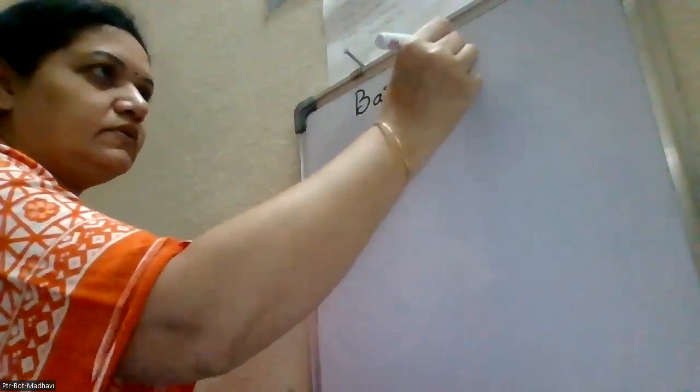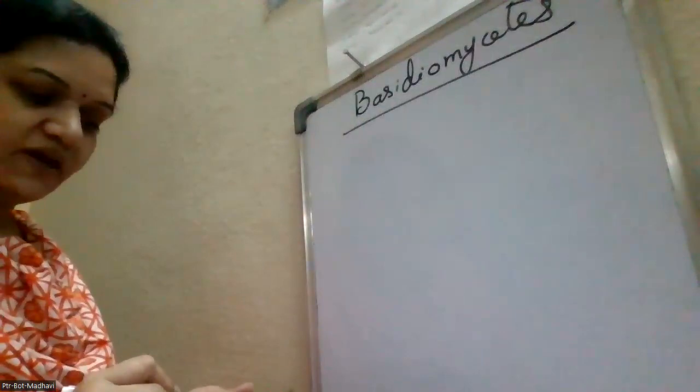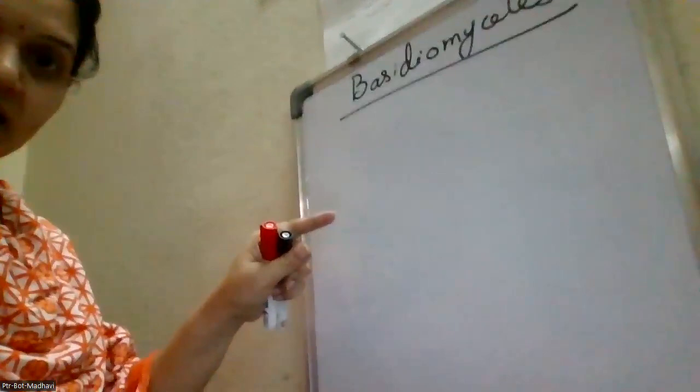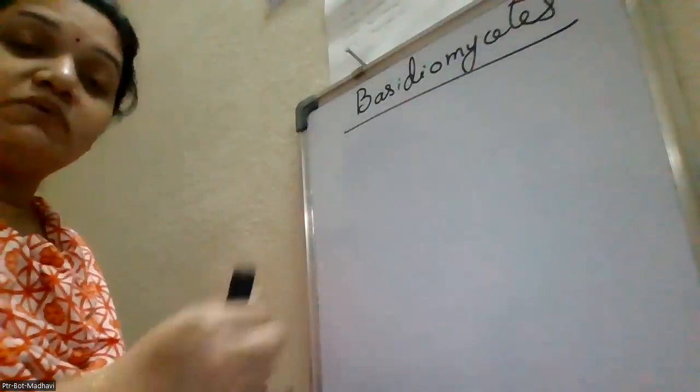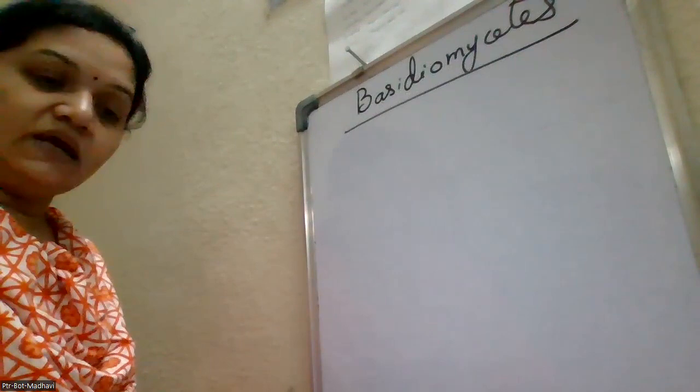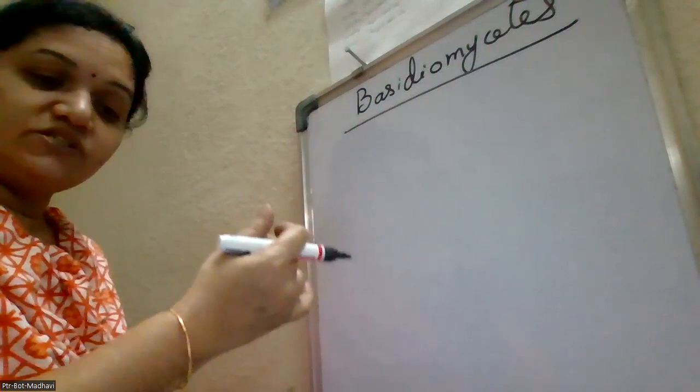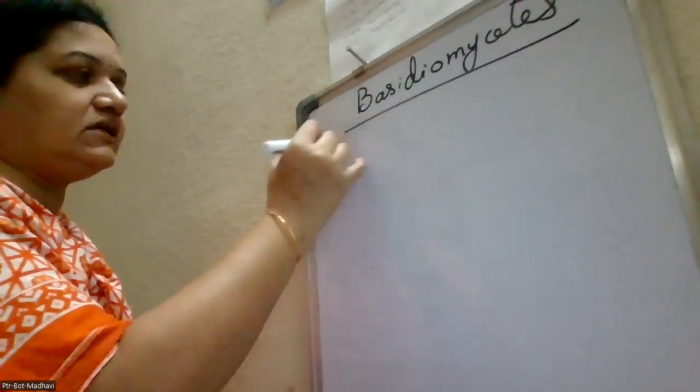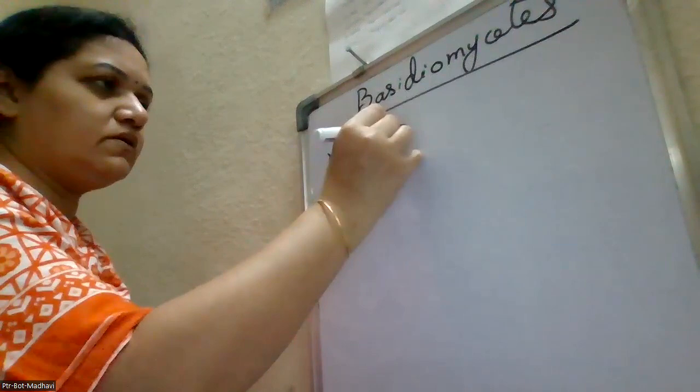Basidiomycetes is a class where the commonly known organisms are the mushrooms. We know about the mushrooms, isn't it? So these mushrooms come under this class in the fungal kingdom. Along with mushrooms, some other organisms are also there, commonly called bracket fungi.